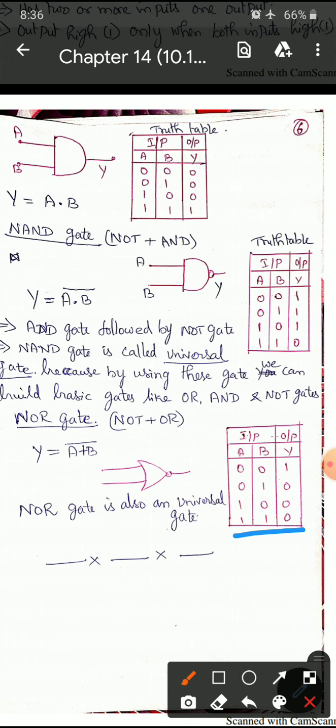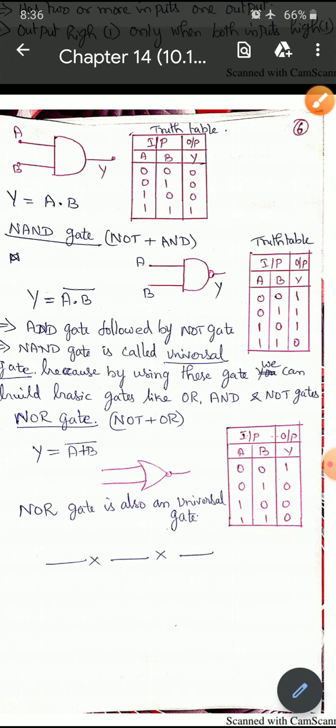Okay. So, this NOR gate is also a universal gate, because by the same definition, using these gates we can build the basic gates. Using the NAND gate or NOR gate, we can build the basic gates, OR and NOT gates. OR and NOT gates are called basic gates, and NAND and NOR gates are called universal gates. Why are they called universal gates? Using the NAND and NOR gates, we can build OR and NOT gates.